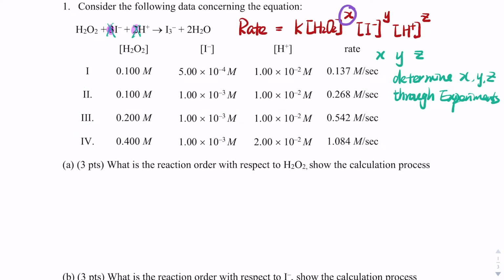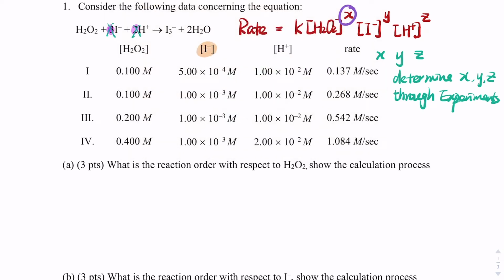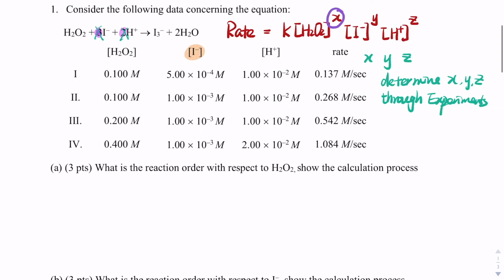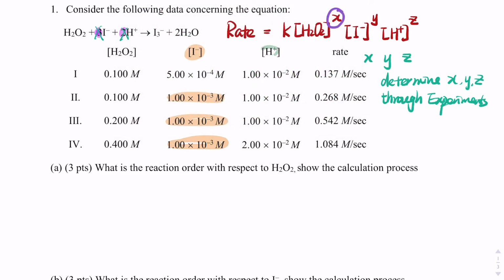In order to solve for x, we're gonna keep the concentration of I minus constant. So which ones are constant, which ones are not changing? That's 2, 3, and 4. Those 3 could be my options. I also need to keep the hydronium ion H plus constant. Which ones are my options? 1, 2, and 3.